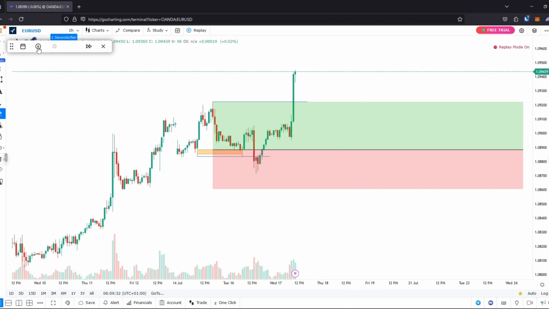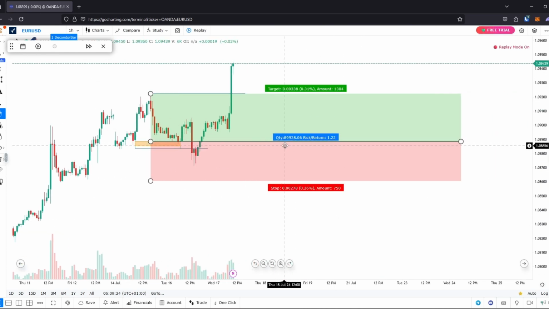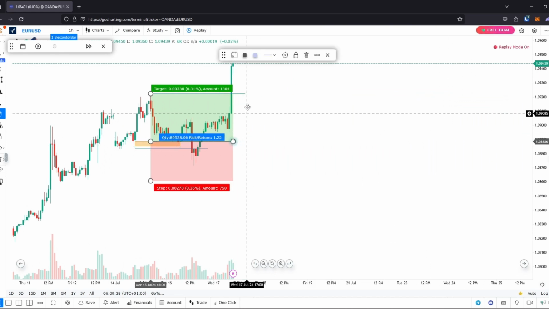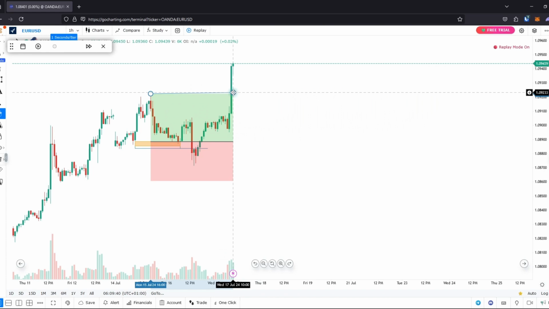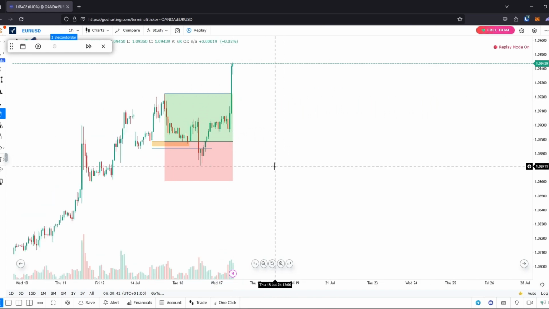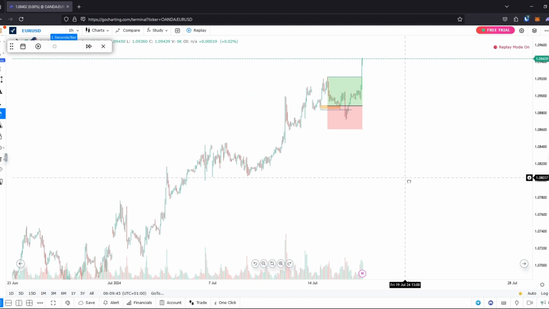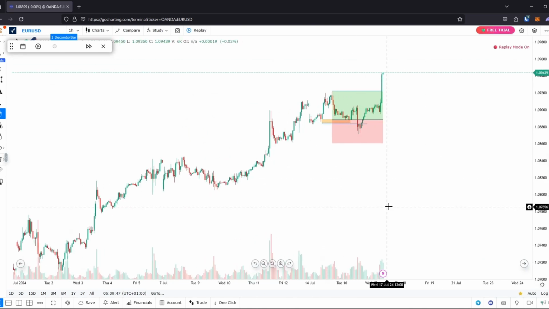And there we go. Take profit hit. So this was a nice little 1 to 1.22 trade. You're not always looking for big trades. I never look for big trades. My trades aren't big trades. My trades are consistent winners. So that is how I trade. I'm looking to take a lot of winners, not one big trade and tons of losses.